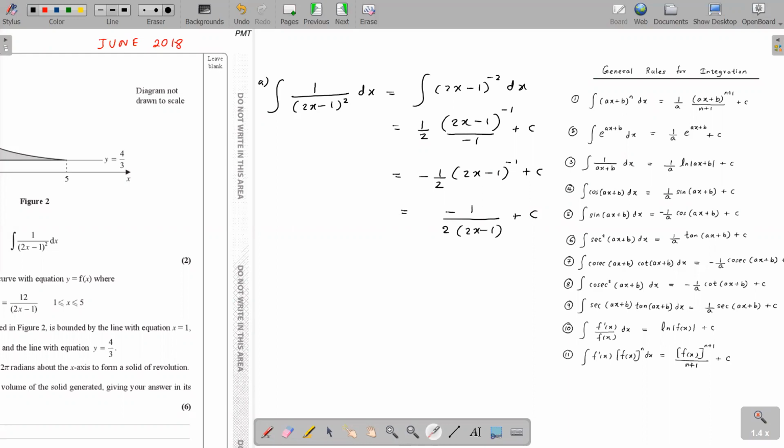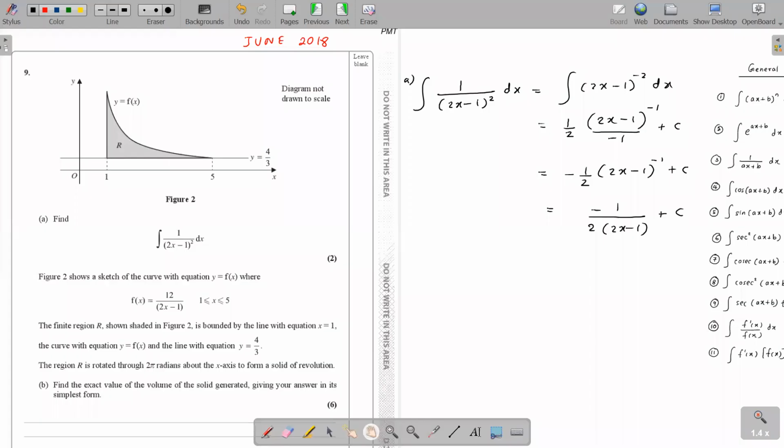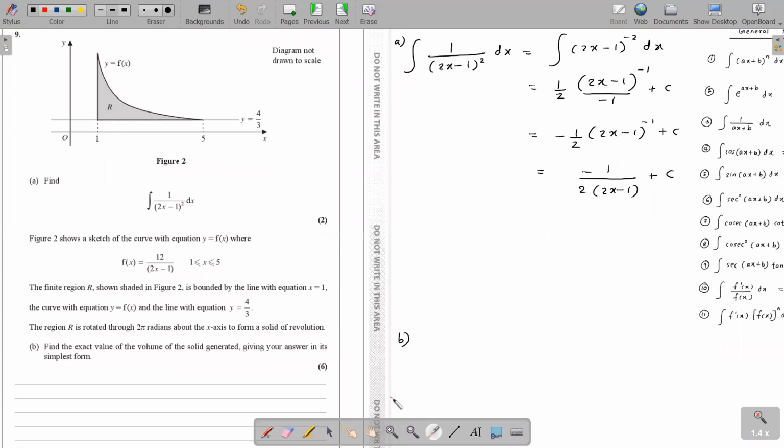Okay, then we'll go to the next part. Okay, so part B. Moving on to part B. They say here the finite region R shown shaded in figure 2 is bounded by the line with equation x equals 1, the curve with equation y equals f(x), and the line with equation y equals 4 over 3. So I think I have read this part, right?